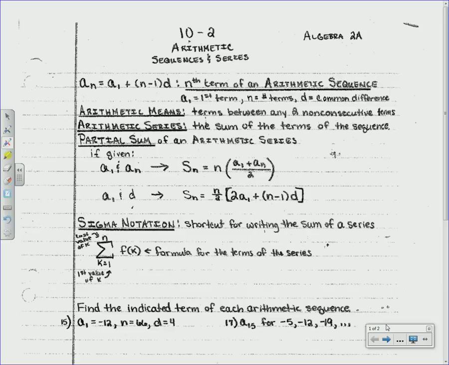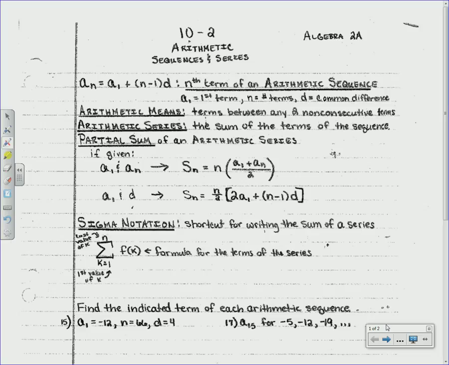d is your common difference, just like we talked about yesterday, right? So if it's 2, 4, 6, 8, 10, d is 2. You went up by 2 every time. You're adding the same number every time. Arithmetic means are the terms between any two non-consecutive terms. And an arithmetic series is the sum of terms of the sequence. I'll explain that better in a second.